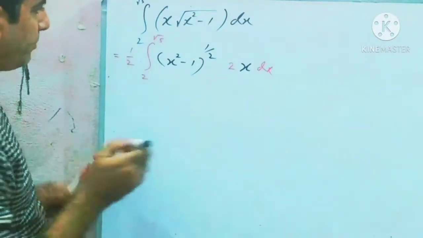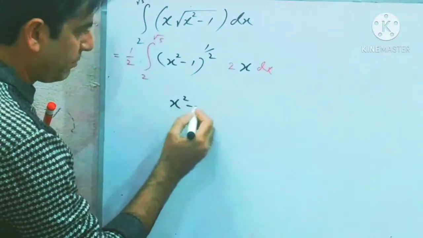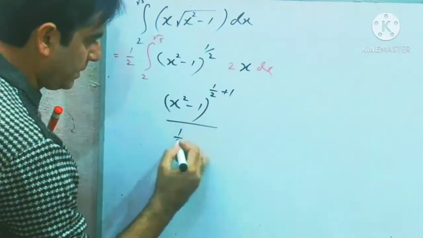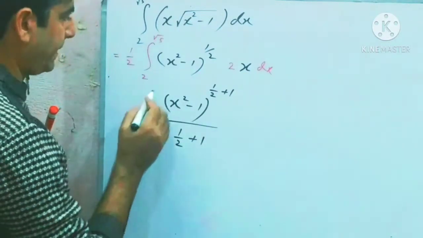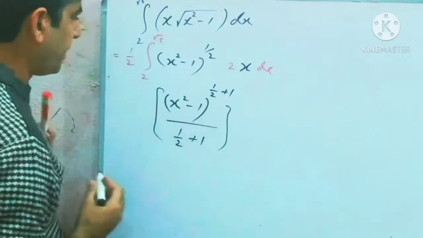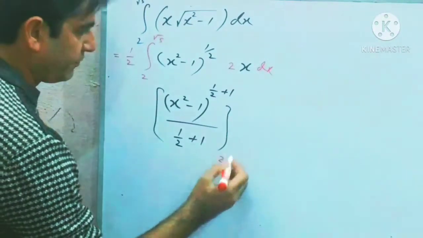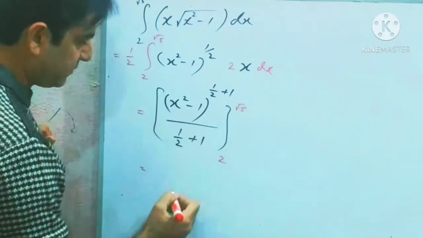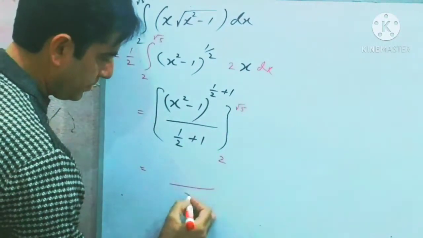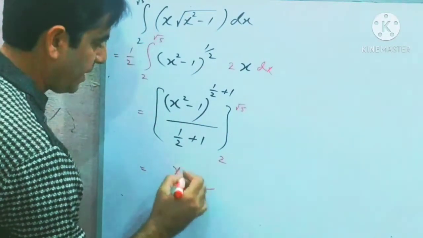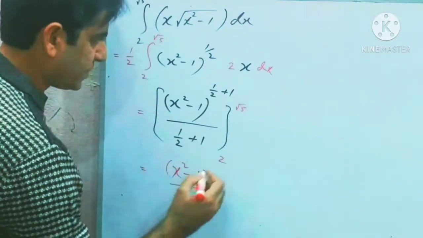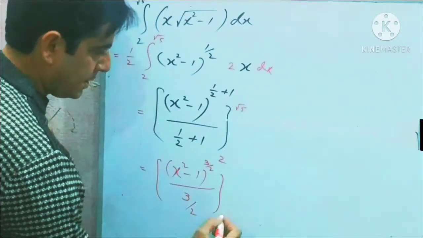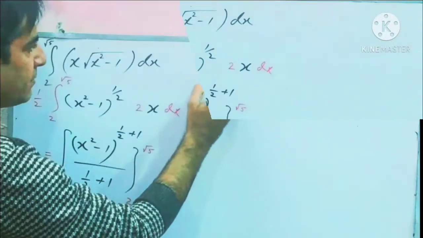Now we can apply the power rule. x square minus 1 raised to power 1 by 2 plus 1 over 1 by 2 plus 1. And the upper limit and lower limit will remain the same, 2 and square root of 5. 1 by 2 plus 1 is 3 by 2. And here we also have the power of x square minus 1 as 3 by 2. Now we can apply 2 by 3, the range of integration.